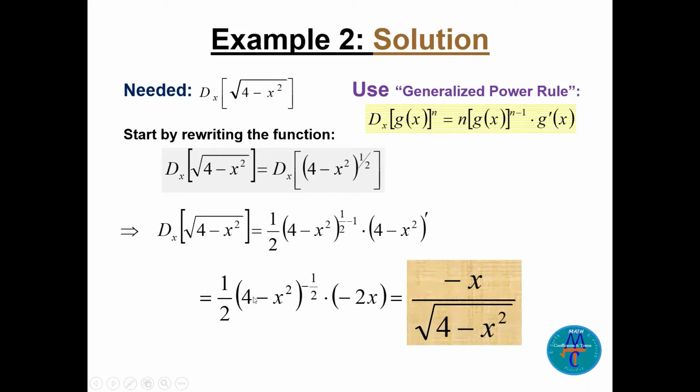So it will be half, and this one is minus half, and the derivative of 4 minus x squared will be minus 2x. You multiply this with this, you cancel the 2, so there is minus x, and this negative power we can bring down. We write the final answer for the derivative as minus x divided by the square root of 4 minus x squared.